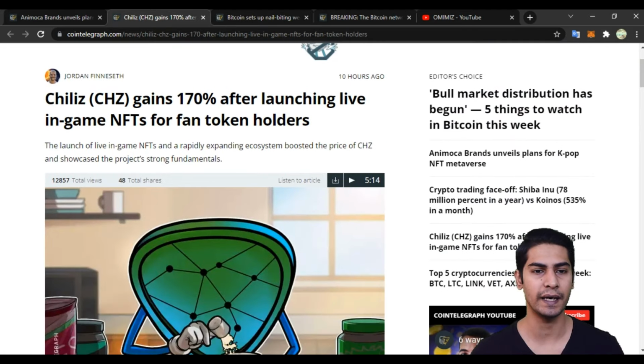Chiliz CHZ gains 170% after launching in-game NFTs for fan token holders. The launch of live in-game NFTs and a rapidly expanding ecosystem boosted the price of Chiliz and showcased the project's strong fundamentals. Chiliz is a very important NFT coin. It has done partnerships with several football clubs and more to come, and more like football, NFL, baseball, basketball, different sports. It's more like a sports-oriented, celebrity-based NFT token, and it's been doing amazingly well. You must have some Chiliz at least in your bag, in your portfolio.